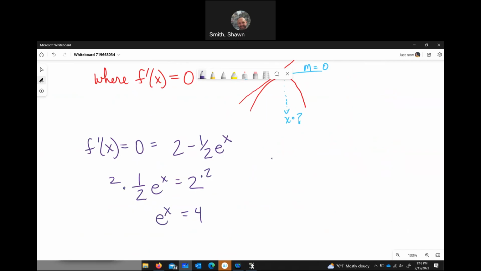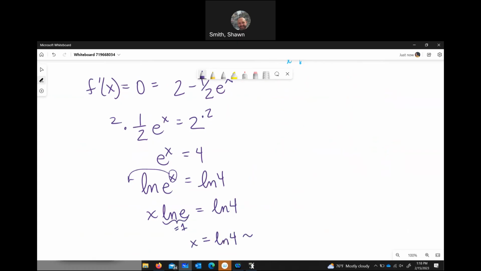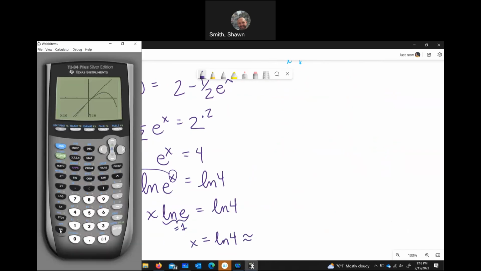I don't know. So I have to introduce logarithms, right? Or rewrite this in its log form. This is natural log of e to the x equal to the natural log of 4, if you want to do that. Natural log both sides. X will come to the front using properties of logarithms. Natural log of e is just equal to 1. So x is equal to the natural log of 4, which you put in that calculator and see is your approximation, 1.386.